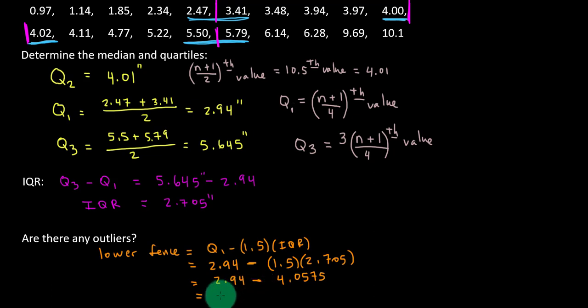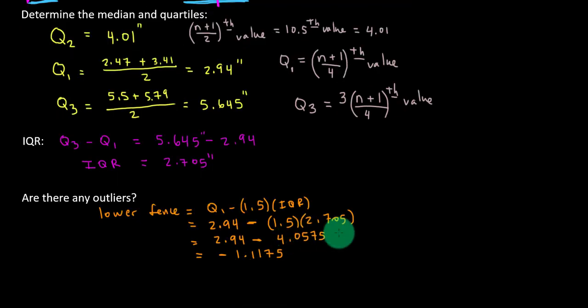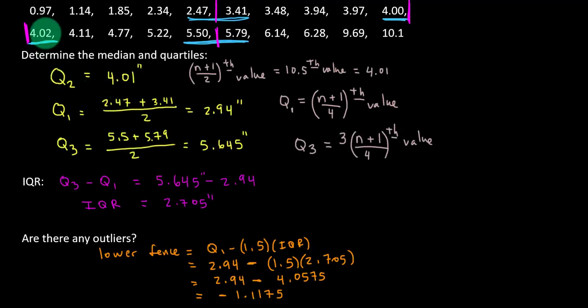This looks like it's going to go to a negative number, negative 1.1175. If we consider what is an outlier, it would have to be smaller than negative 1.1175. Do we have any negative numbers up here? No, because this is rain. So there are no outliers on the smaller side of our data set. But we're only halfway done. We now need to go check the upper fence.